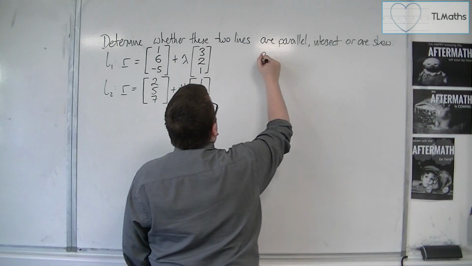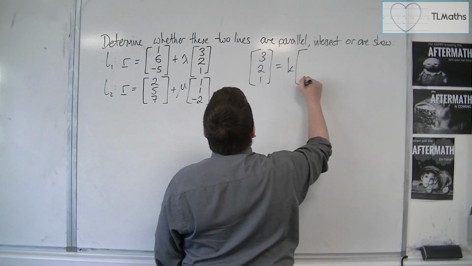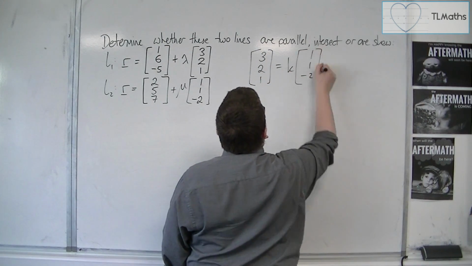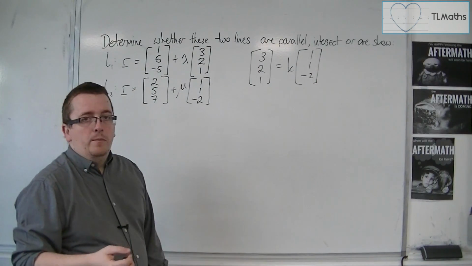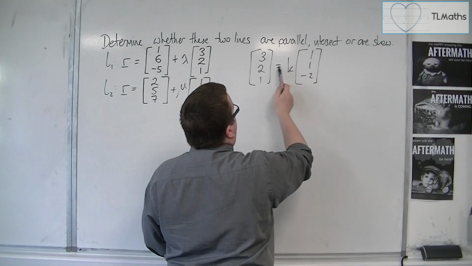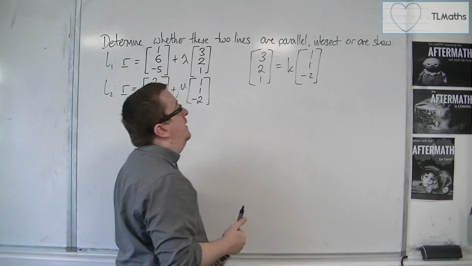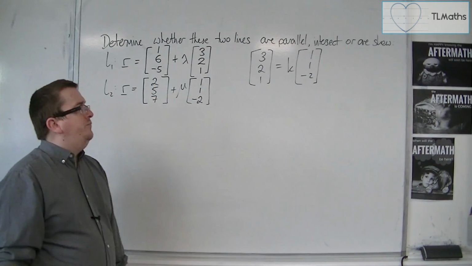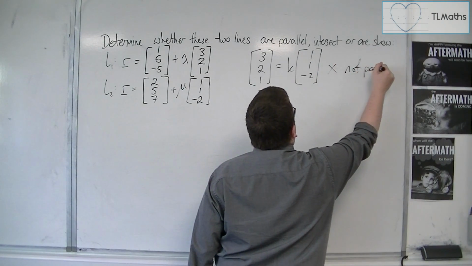What you need to convince yourself of is that there is no value of k that I could put there so that (3, 2, 1) is equal to k lots of (1, 1, -2). Clearly k would have to be 3 in that case, but 2 is not equal to 3 times 1, so it doesn't work. So they are not parallel.